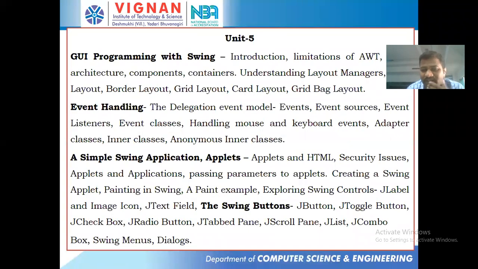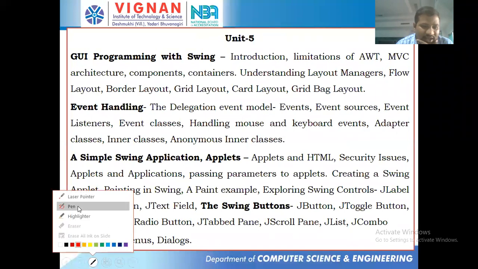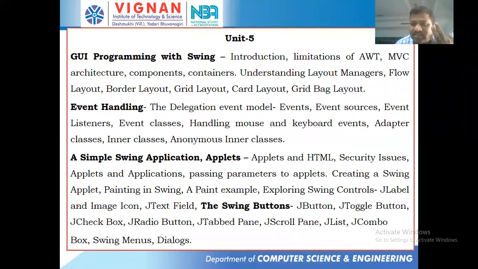Right now, what does Unit 5 contain? As per my conclusion, there are three things in Unit 5. One is event handling. Other one is applets. And next is swings. These are the three things available in Unit 5: event handling, applets, and swings.